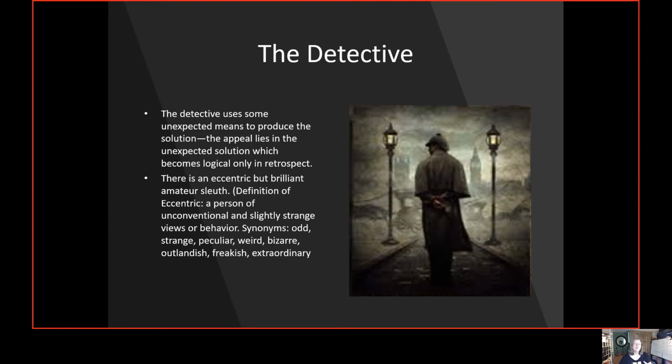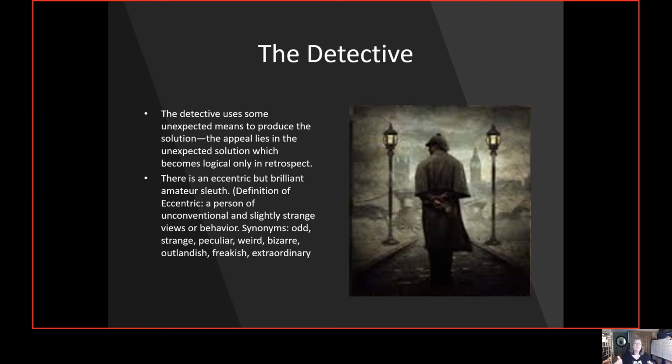When it comes to solving the crime, because the detective is brilliant and eccentric, the detective is able to use some unexpected means to produce the solution. So the appeal in the solution lies in the fact that all of the clues and all of the story doesn't make sense until the detective reveals who the criminal is.